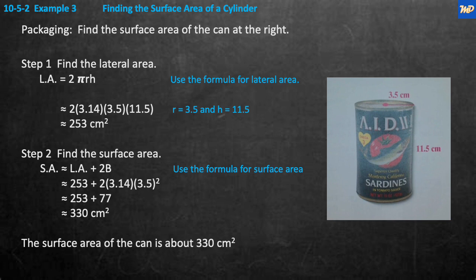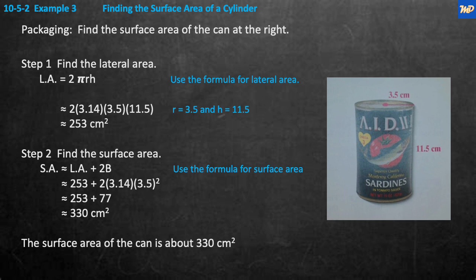Packaging. Find the surface area of the can at the right. Okay, there's a sardine can at the right, 3.5 centimeters in the radius and 11.5 centimeters for the height. So find the lateral area first, step 1. LA is 2 pi rh.